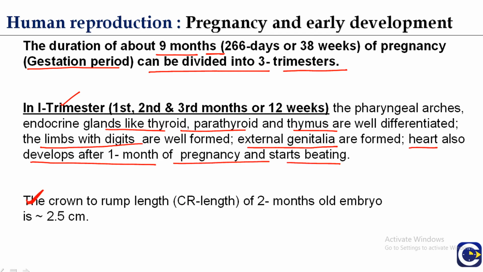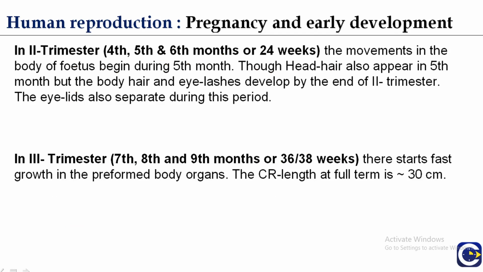The length of the developing embryo is known as crown to rump length, the CR length. That of a 2-month-old embryo is 2.5 centimeters. Then there is the second trimester, which is the 4th, 5th and 6th months, or 24 weeks. Movement in the body of the fetus begins during the 5th month.